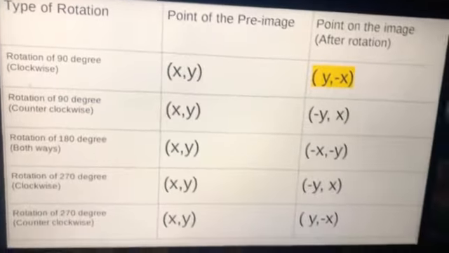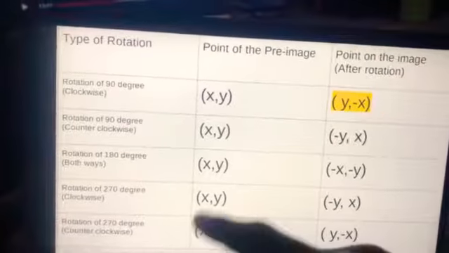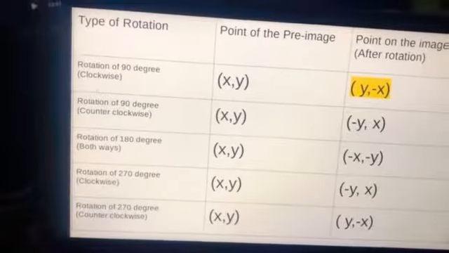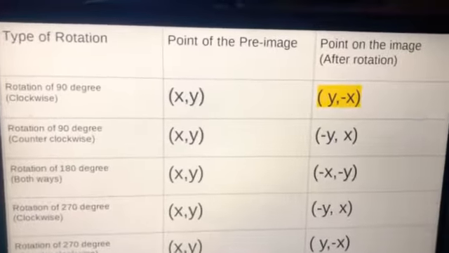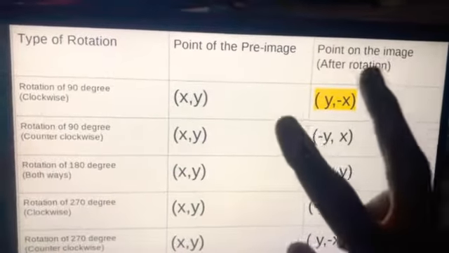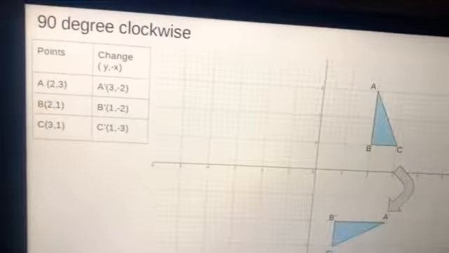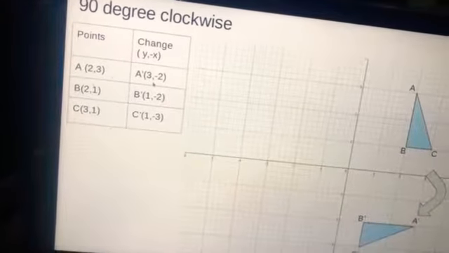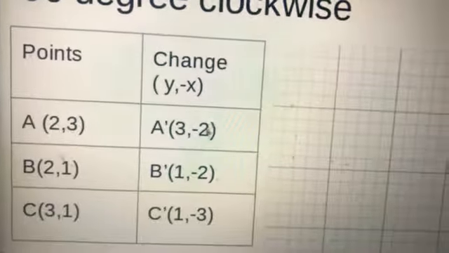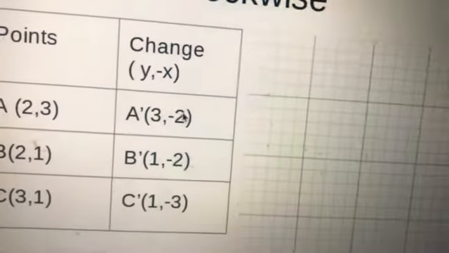Rotations: there's 5 types. 90-degree clockwise and counterclockwise, 180, and 270 clockwise and counterclockwise. For 90-degree clockwise, you're gonna flip the axis and make the x negative, like this. You flip the axis, the 2 is now in the place of the y, and the 3 is now in the place of the x, as you can see here, and you make the x negative. This is now your x, or this was your x.